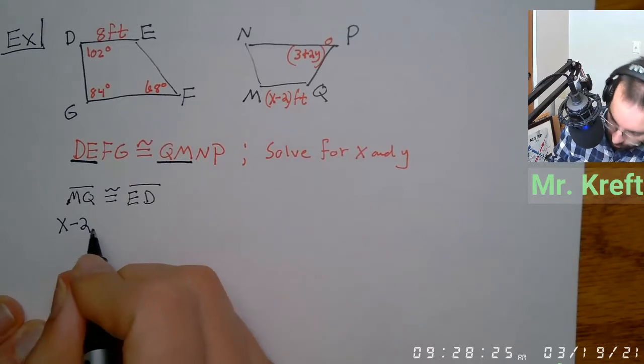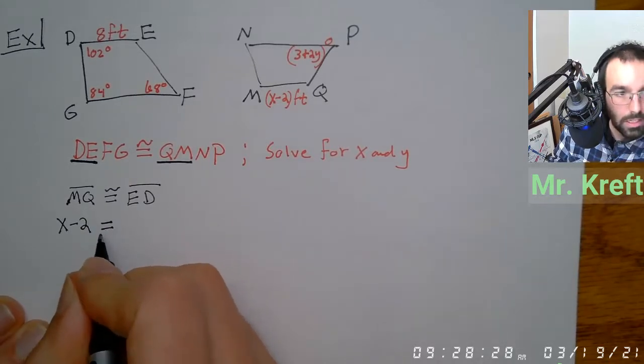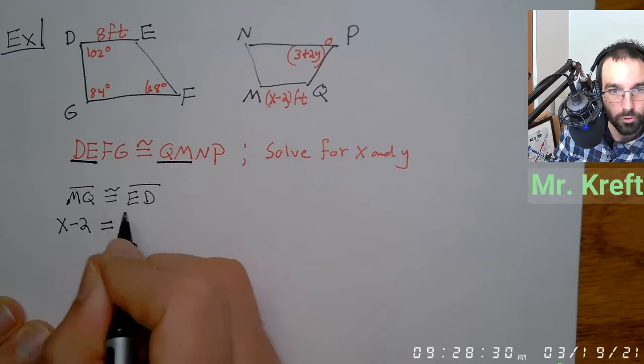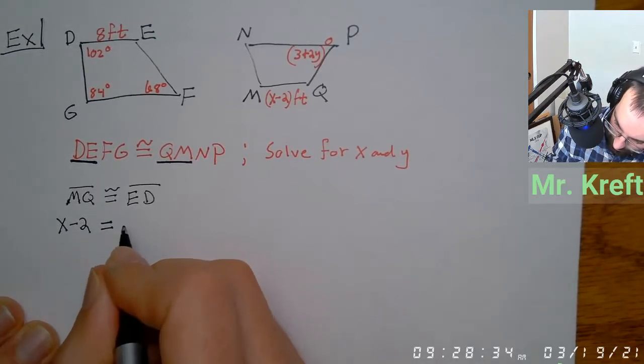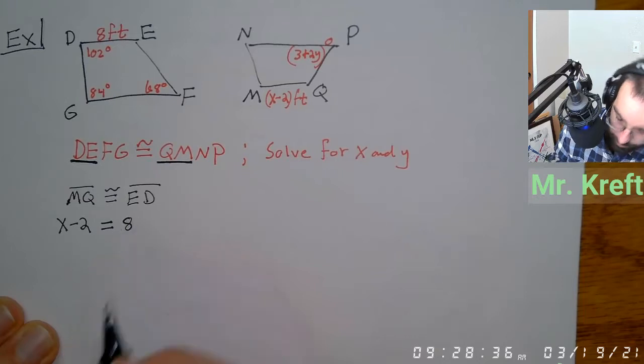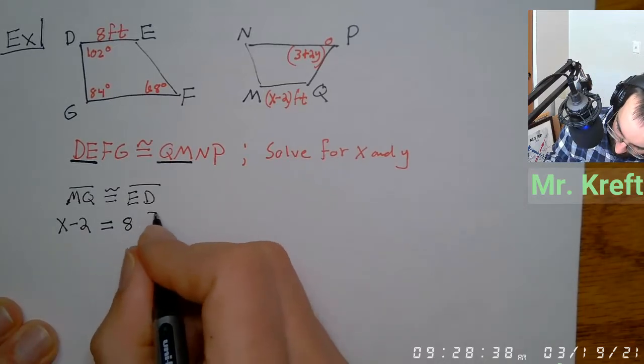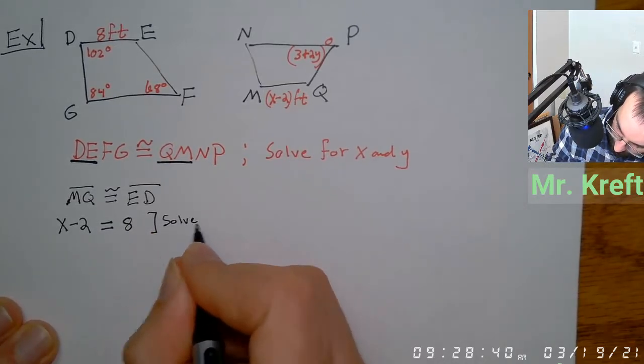Now I switch to values, right? So I can go to equals. We use equal for value. We use congruent for shapes. So I can switch to equal here. And then ED is 8 feet. Okay, so now I can solve for x.